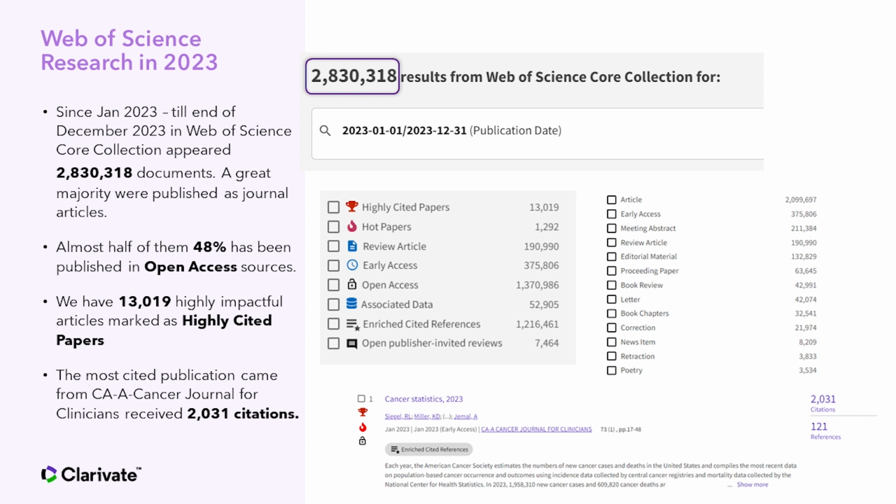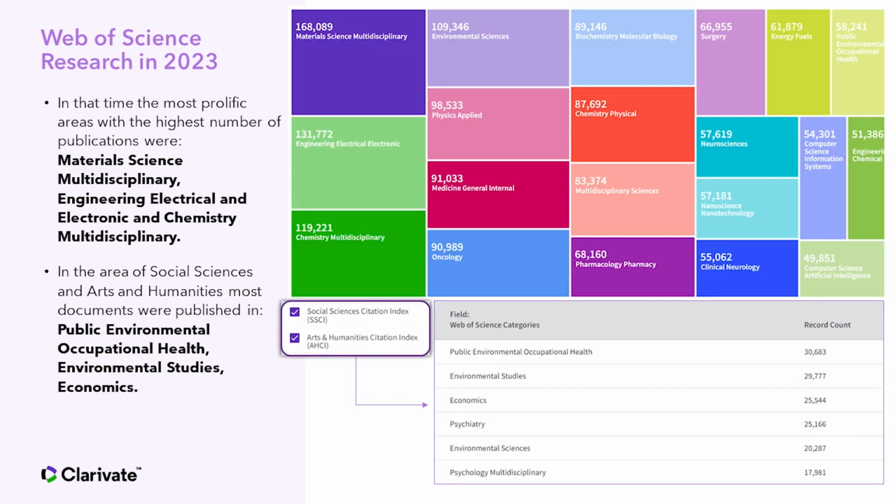If we only focus on social sciences and arts and humanities, if I only look at these two databases, we have a different subset, and these are the categories where we had the highest number of publications in terms of publication activity in these fields. So we had public, environmental, occupational health, then followed by environmental studies, almost the same level of output, then economics, again more or less the same, slightly more publications than psychiatry, right? 25,544, and here 25,166.